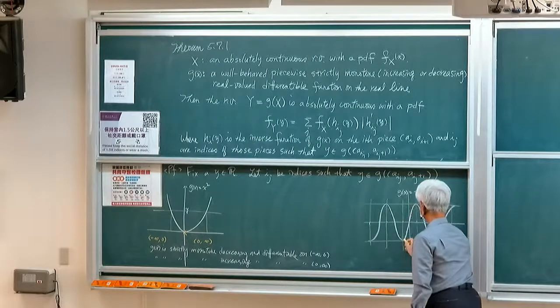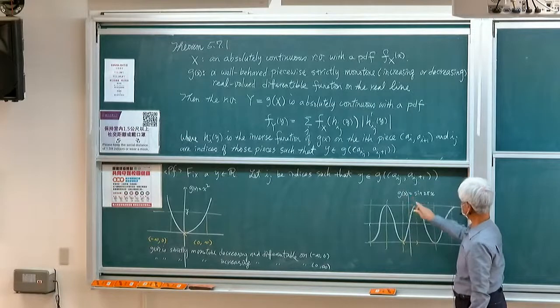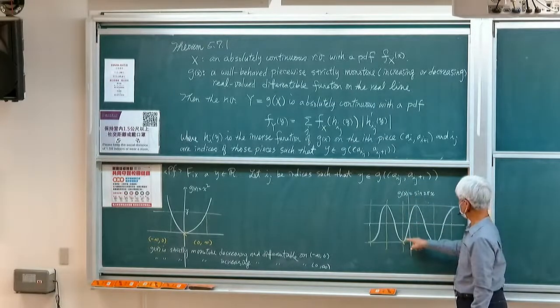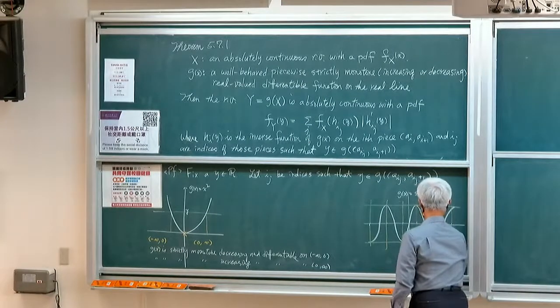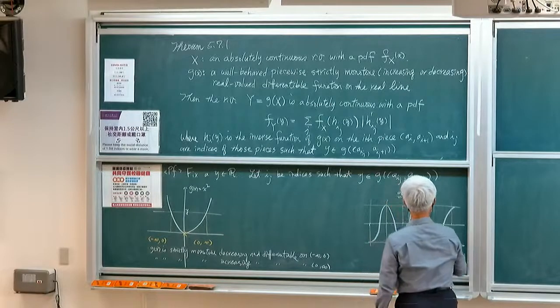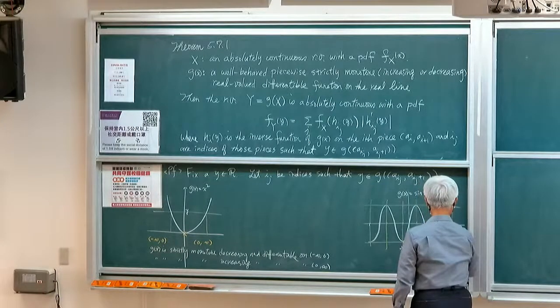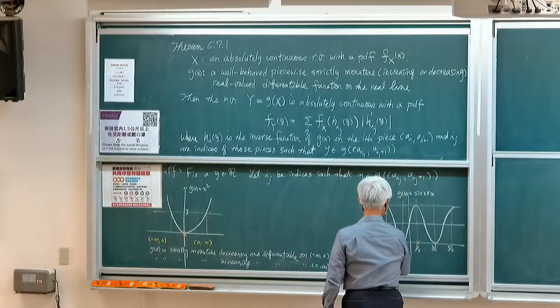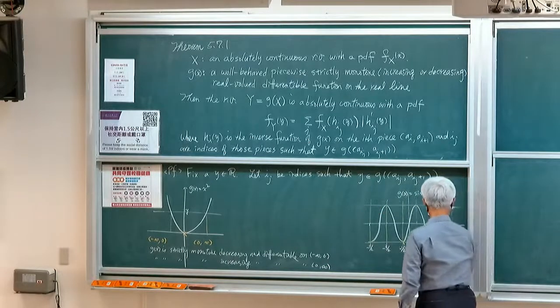Okay, and now in this open interval, the sine function is monotone increasing and differentiable. But in this interval, so this is minus 1/2, and this is 1/2, and this is 3/2, and this is 5/2, minus 3/2, minus 5/2 here. Okay, so you see that.